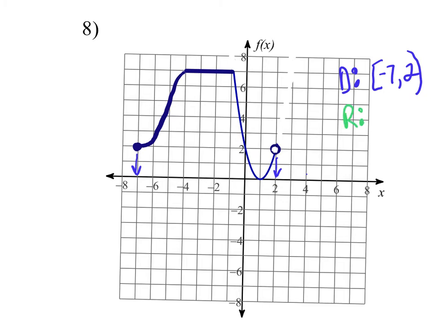Perfect. And then our range is going to go from the lowest point to the highest point. So it's what to what? 0 to 7. And both of those have brackets because they both are existing points on the function itself. Good.